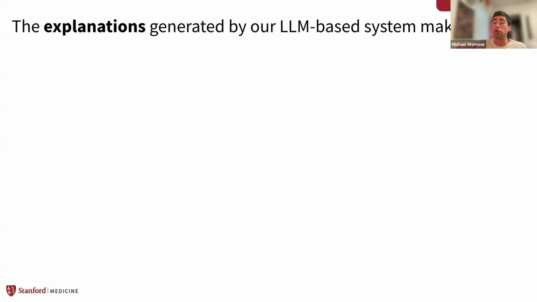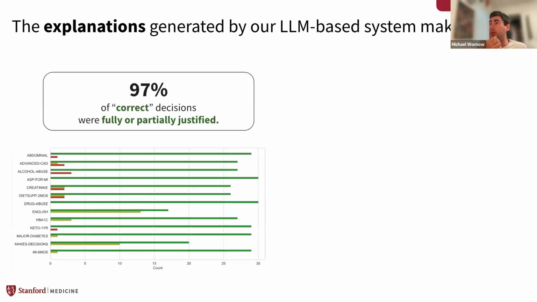And so what we did was we took all the explanations generated by the model, and we asked Stanford clinicians to basically evaluate, hey, does this explanation, is it clinically justified or is it not? And so for the eligibility decisions that the language model got correct, so it said a patient was eligible and the patient was actually eligible, almost all of the explanations were clinically justified according to the review that we did manually with clinicians.